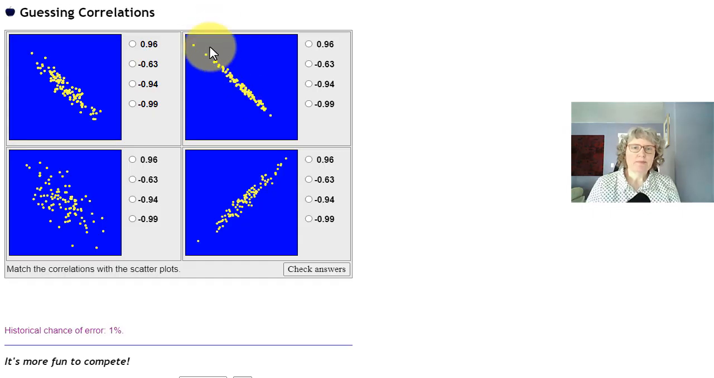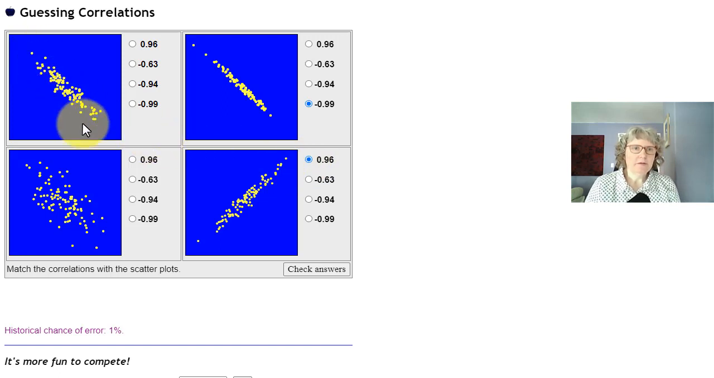Okay, so this upper right is very tight and it's going down. So that's probably the strongest, -1. So I'm going to say that's probably -0.99. You can't get much stronger than that without being perfect. And then we have a positive, that's actually only one positive one that's going up from left to right. So I'm going to click that one, that's 0.96.